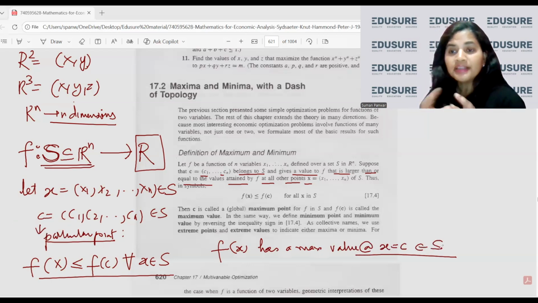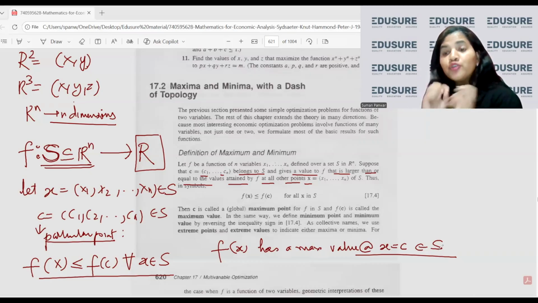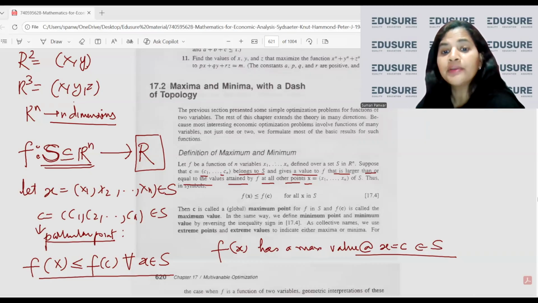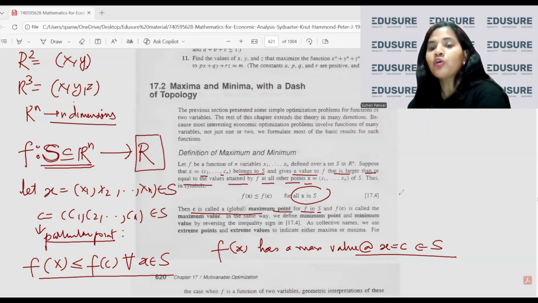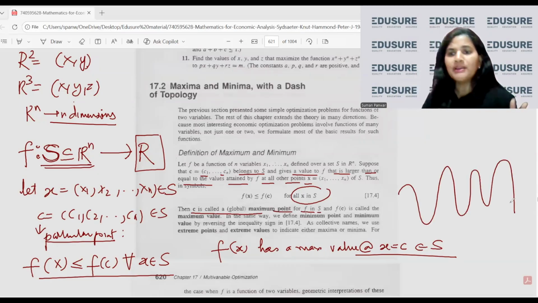But remember one thing: the maxima or the minima must be attained inside the domain only. The point should be inside the domain only. Now since this is happening for all x in S, this is called the global maximum point of f over S. Till now we were talking about local maxima. Global means the boss of all maxima, the maximum of all the maximums. So that is what is called the global maximum.